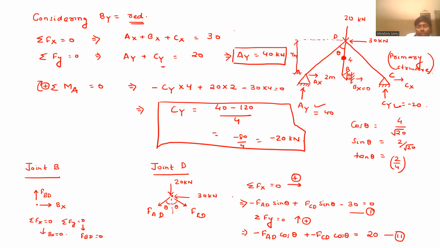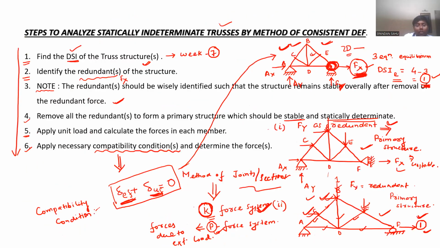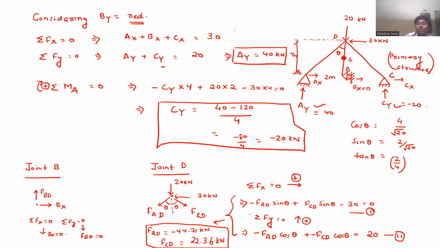Now when you solve these two equations, I am writing it directly because I have the solution. FAD you will get as minus 44.71 kilonewton and FCD you will get as 22.36 kilonewton. Now you got all those P force members, which means the P force system member forces you got. This P force system is due to the force applied on the structure due to the external load. That force system is called the P force system, and we got all those member forces as of now.